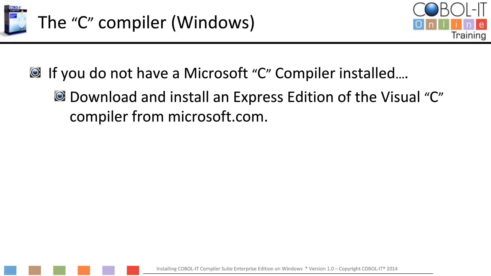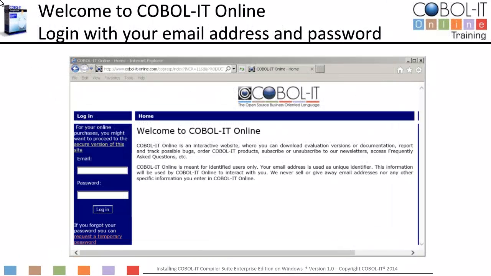Now, let's proceed to COBOL-ITonline.com and download the COBOL-IT Compiler Suite Enterprise Edition for the Windows platform. COBOL-IT Online is the COBOL-IT portal for downloading software. We will download the COBOL-IT Compiler Suite Enterprise Edition and Demo License from COBOL-IT Online. In the panel on the left, enter the email address you have registered with COBOL-IT, and the password you received from COBOL-IT. Click on the Login button.